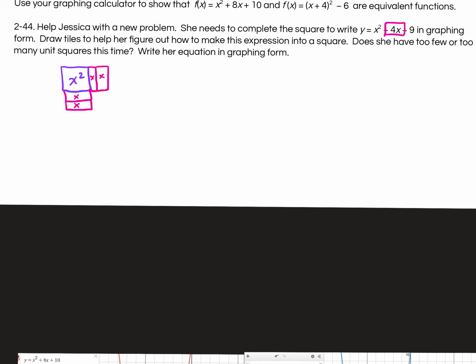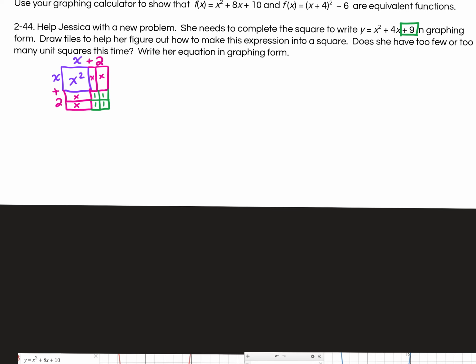Now, once I have that figured out, I can start looking at how many unit tiles I have in this expression. It looks like I have 1, 2, 3, 4. So what I actually have here is x plus 2, if I'm writing the area model, so this is the length of those sides, plus 2. And I need to have a total of 9 tiles at the end here, so my original expression has 9 tiles in it.